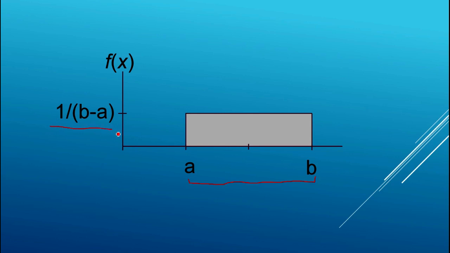This actually should not surprise you, since we know that the area under the probability density function should be equal to 1. That's according to our rules for assigning probability. Therefore, if we take the height of the rectangle, which is 1 over b minus a, and multiply it by the base, which is b minus a, we should come up with 1, or 100% of the area under the probability density function.